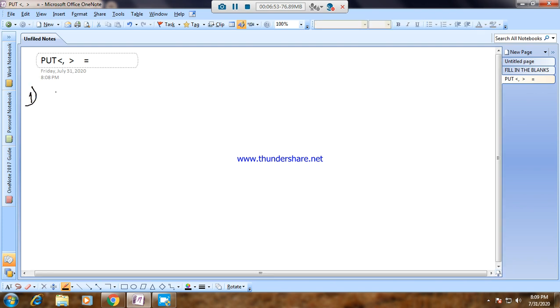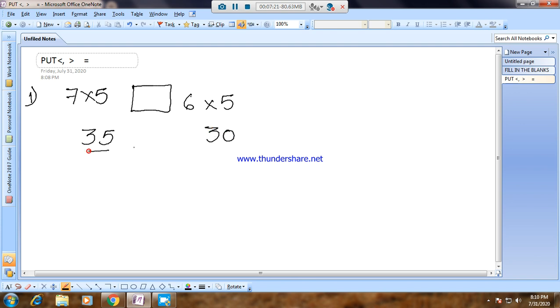The first question, 7 into 5 box 6 into 5. So first you should multiply here: 7 5s are 7 1s are 7, 7 2s are 14, 7 3s are 21, 7 4s are 28, 7 5s are 35. And here 6 5s are 6 1s are 6, 6 2s are 12, 6 3s are 18, 6 4s are 24, 6 5s are 30. So which is bigger one, either 35 or 30? Yeah, 35 is bigger one. So that is the reason greater than.